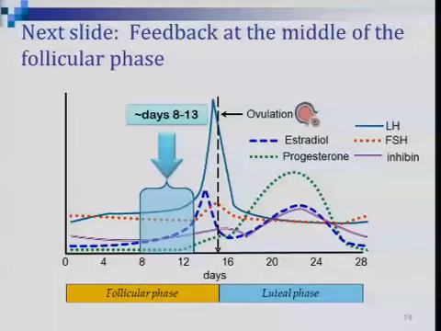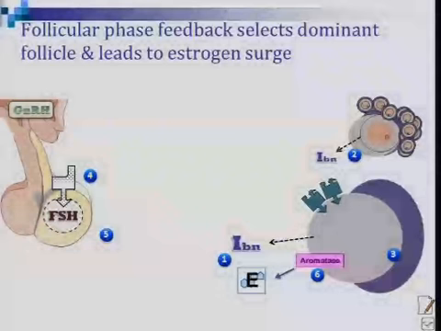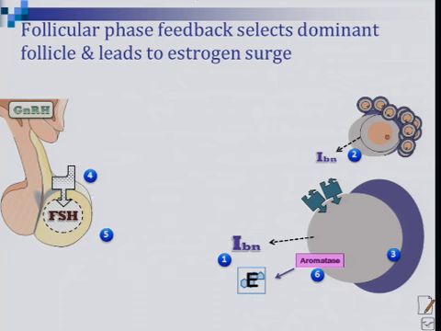Now in the next slide, we're going to look at feedback in the middle of the follicular phase. So we're right around in here before these big increases in LH, estrogen, and FSH. The follicular phase feedback selects the dominant follicle and leads to an estrogen surge. Here we have inhibin and estrogen being synthesized. This is the follicle that's going to become dominant, but they're all synthesizing inhibin and estrogen at this point.